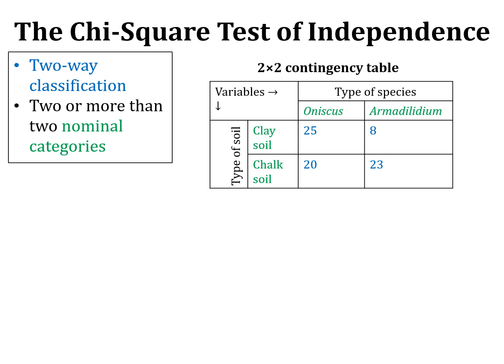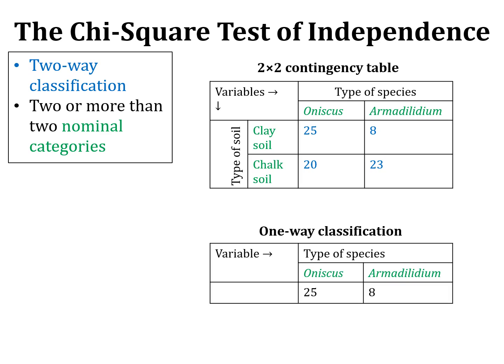So number 25 here, the cell which contains the observation 25. So this 25 is the number of Oniscus in clay soil. So this number 25 is a two-way classification because it represents two variables at a time. And then the number 20, so this is Oniscus in chalk soil. And then number 8 represents Armadillidium in clay soil, and number 23 represents Armadillidium in chalk soil. So this is what is meant by a two-way classification, that each of these observations, each of these cells in a contingency table, represent two variables. And why is it a 2 by 2 contingency table? It is a 2 by 2 contingency table because each of the variables has two nominal categories.